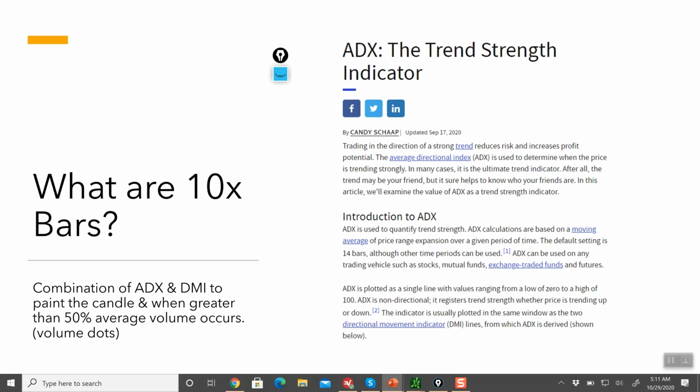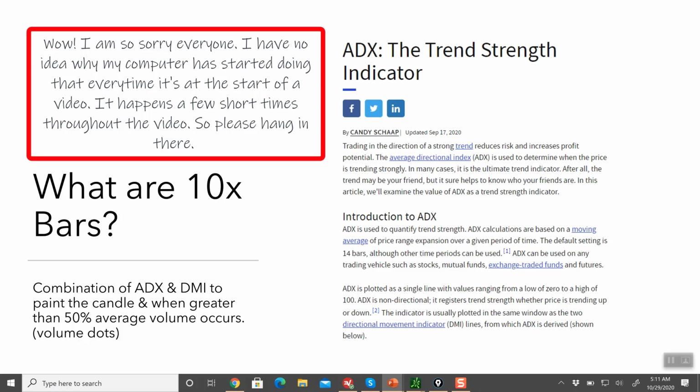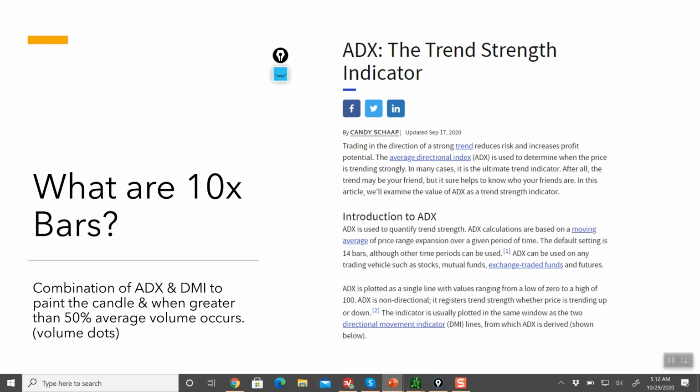All right, so what are 10x bars? They are a combination of the ADX and the DMI, and that's what dictates what color it paints the candles or bars, whatever you wish to use. And then when there is greater than 50% of the average volume for whatever time frame you're looking at, it puts a dot on there so you know that there is significantly more volume coming in. And if you don't know what the ADX is, I took a little screenshot here from Investopedia. I'll also put the link down in the description box below if you wish to research it a little more.